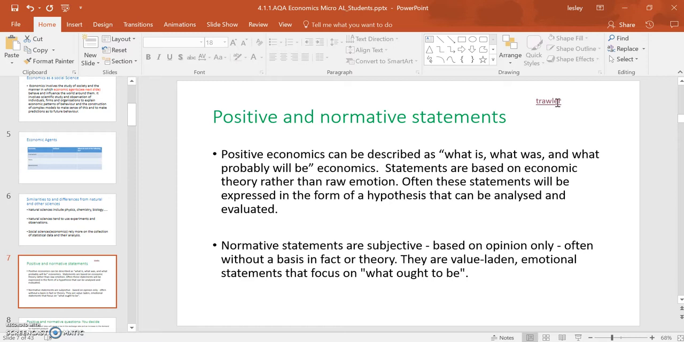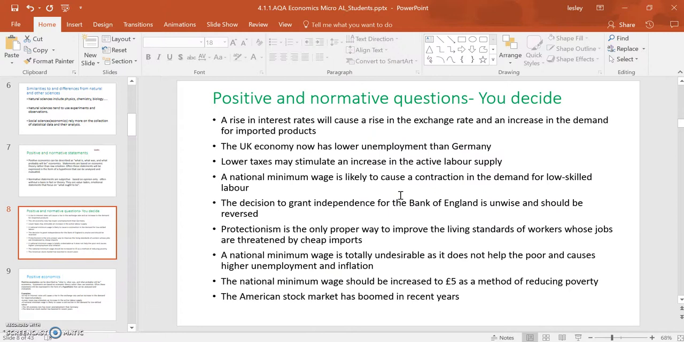It's an interesting BBC News article, and I could have chosen many different articles, but that will enable you just to get a little look into the difference between positive and normative. There is, of course, a slide which you probably saw with your year 12 teacher, and you can have a look at those and again make up your own mind as to whether they're positive and normative.